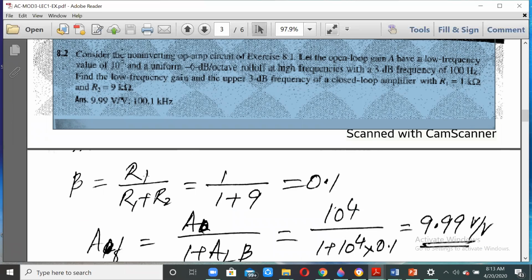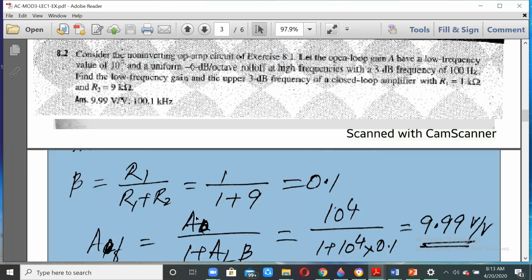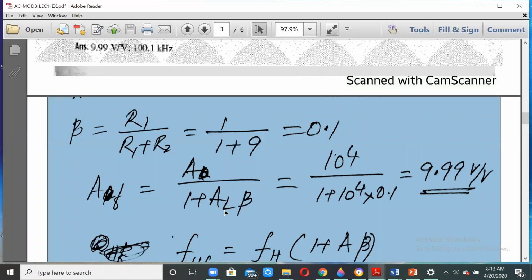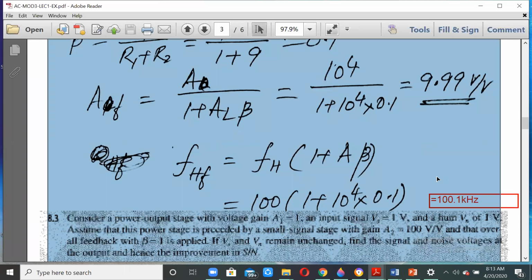So beta is equal to R1 divided by R1 plus R2, 1 by 1 plus 9, is equal to 0.1. So Af will be A divided by 1 plus A beta. This is A divided by 1 plus A beta, 10 to the power of 4 divided by 1 plus 10 to the power of 4 into 0.1. That will give 9.99. Fhf is equal to Fh into 1 plus A beta, 100 into 1 plus 10 to the power of 4 into 0.1. That will be 100.1 kilohertz.